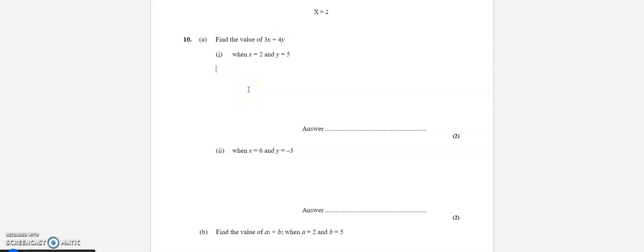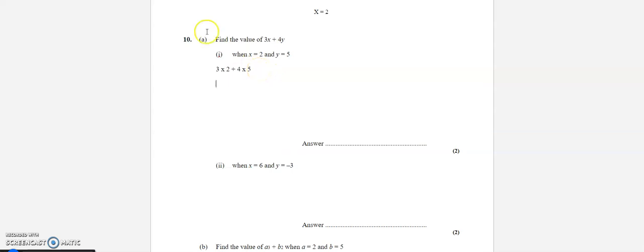So we're just going to write it out in full first of all. I'm going to say 3 times 2 plus 4 times 5. So we've got 3 times 2 because x is 2, just putting that 2 in there. And it's plus 4 times 5 because y is 5, just putting that 5 there.